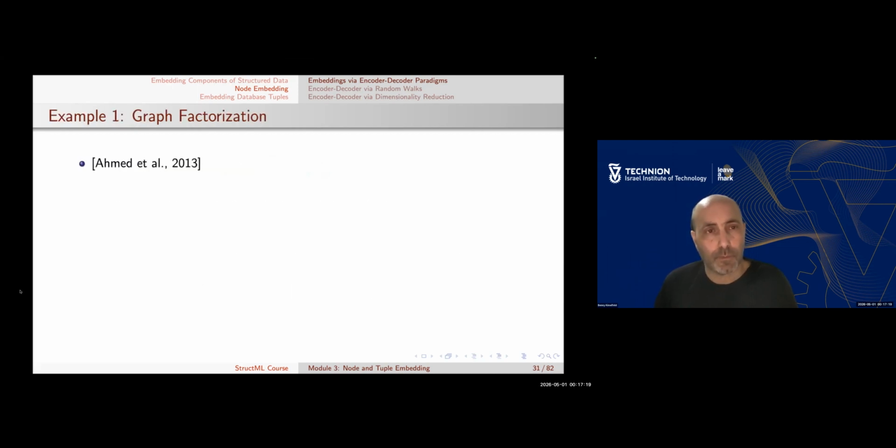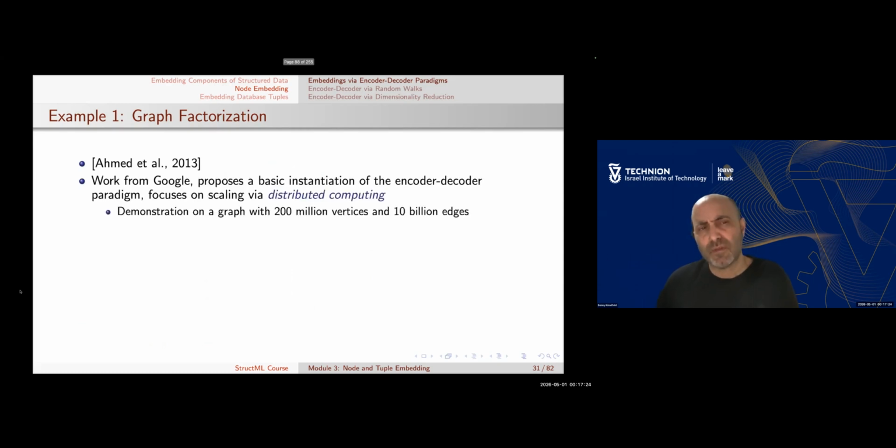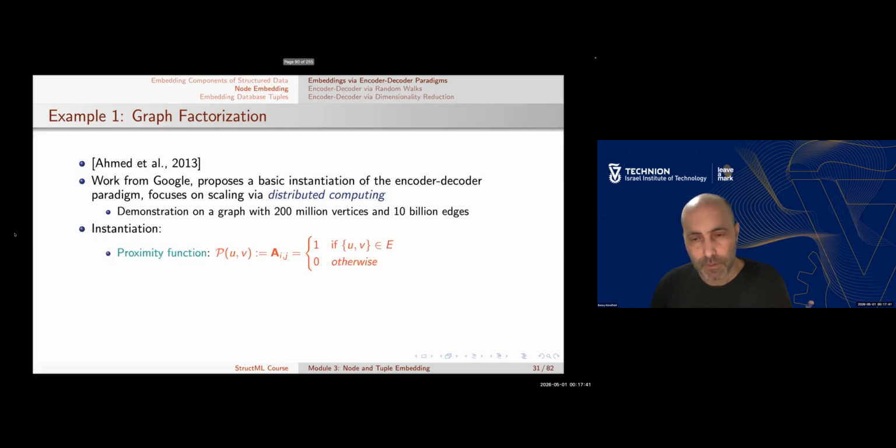Okay, here are some examples. Graph factorization. This is a work coming from Google. Their focus is on scale. They show, okay, with distributed computing, we can do a lot, 200 million nodes and 10 billion edges. But in terms of the semantics of what they do, it's basically quite a direct instantiation. The proximity is the adjacency. If two nodes are neighbors, then it is one, otherwise it is zero.